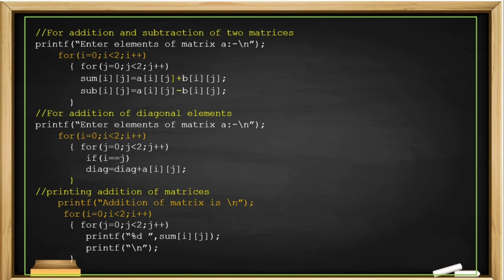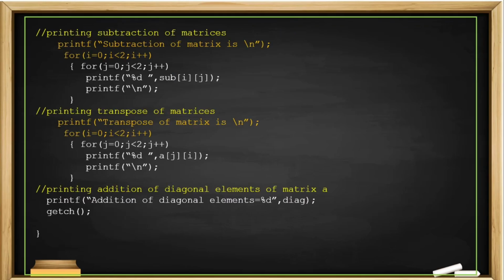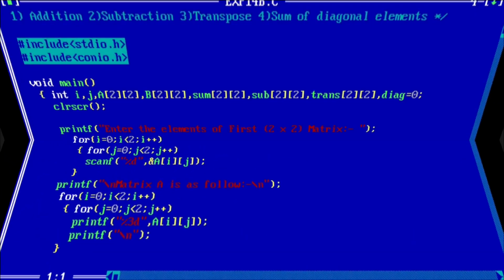Then we will perform addition, subtraction and transpose operations on matrices A and B using for loops as shown. Further, we display the resultant values of those matrices. Finally, we will display the sum of diagonal elements as shown in the program.